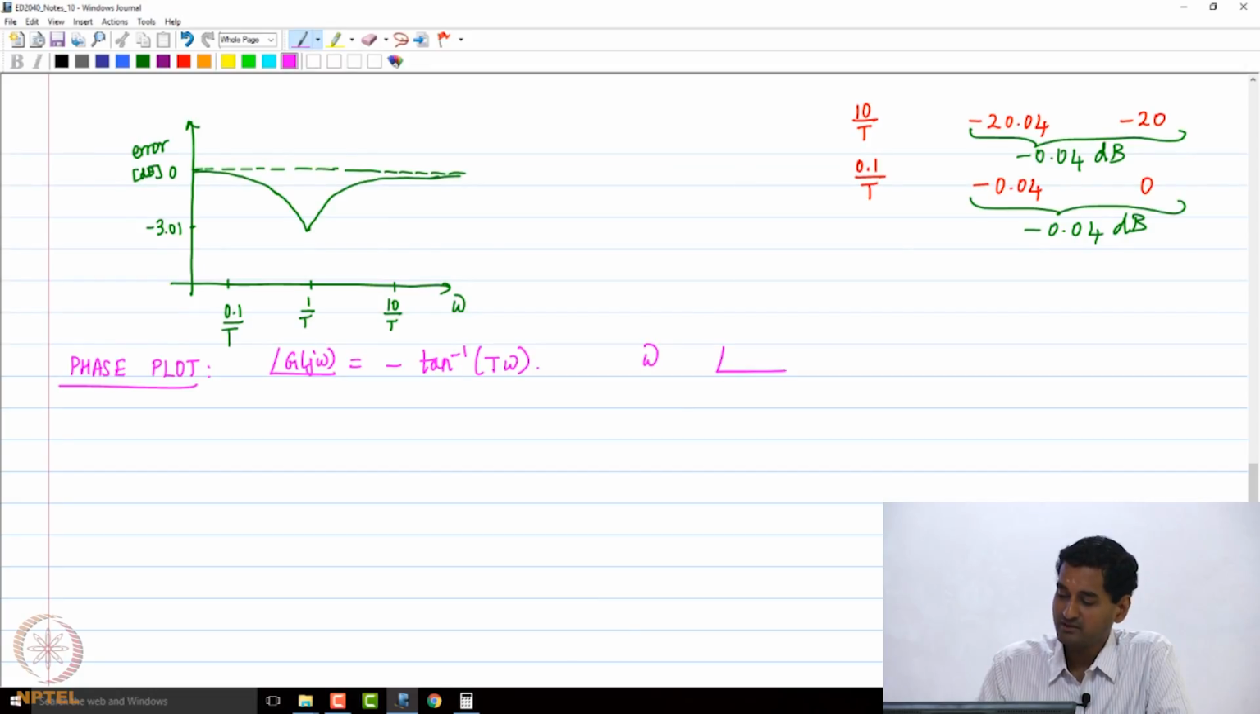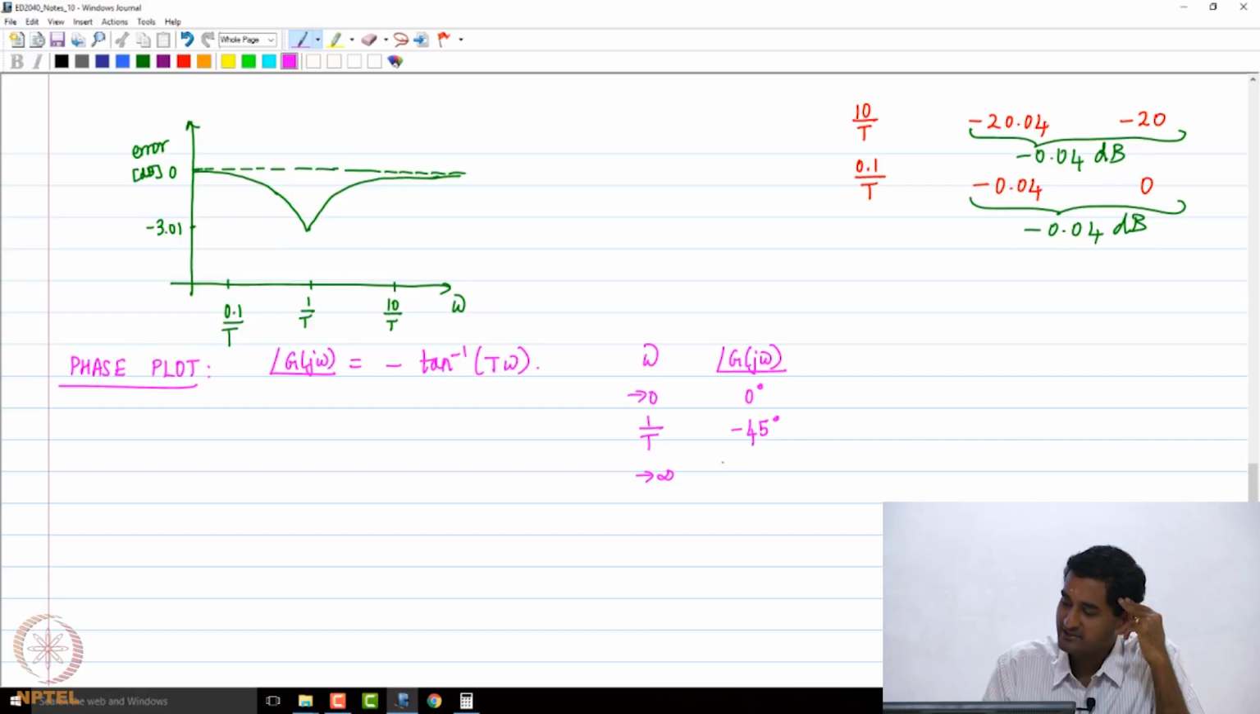So if you calculate the phase of omega versus g of j omega, what is going to happen? As omega tends to 0, the phase tends to 0 degrees. When omega is 1 by t, which is the corner frequency, what is the phase? It is going to be minus 45 degrees, right. So you are going to get minus tan inverse of 1, right. And then as omega tends to infinity, the phase will tend to minus 90 degrees, okay.